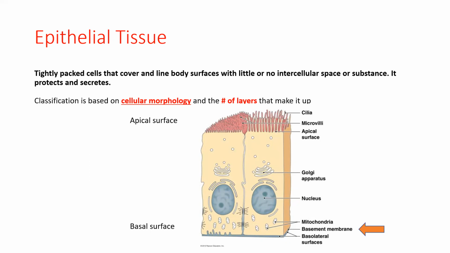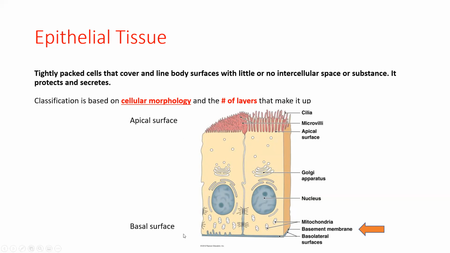Now, epithelial tissue will always have an apical surface and a basal surface. The apical surface can have structures like microvilli and cilia, but it will always be open to seemingly empty space in the body. And so on a tissue slide or a histology slide, it will look like it is opened up to or next to white space, typically the lumen of some sort of vessel or space.